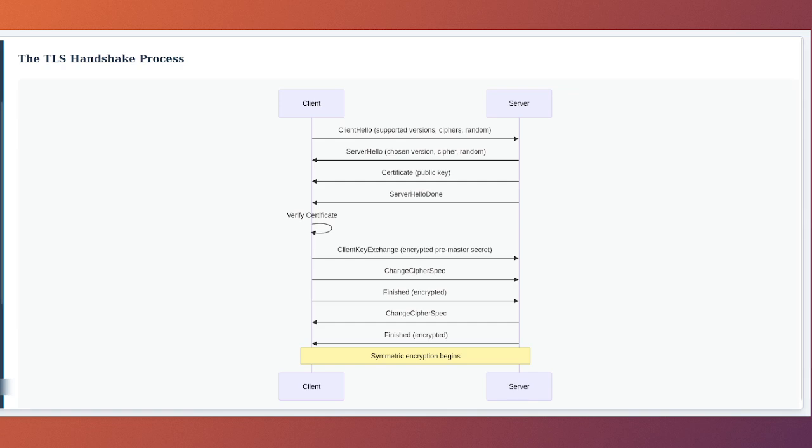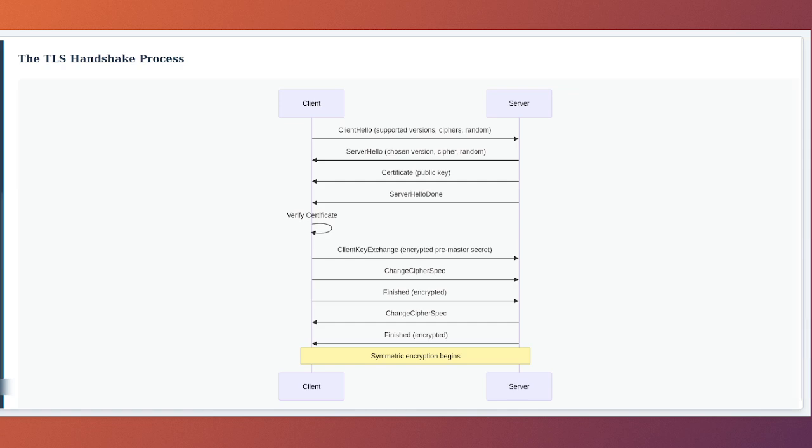This certificate contains the server's public key and is signed by a certificate authority, CA, that your browser trusts. It's like the bank showing you their official charter signed by the government. Your browser verifies this certificate by checking the CA's signature using its public key, which is pre-installed in your browser. This creates a chain of trust. You trust the CA vouches for the server, and therefore, you can trust the server.